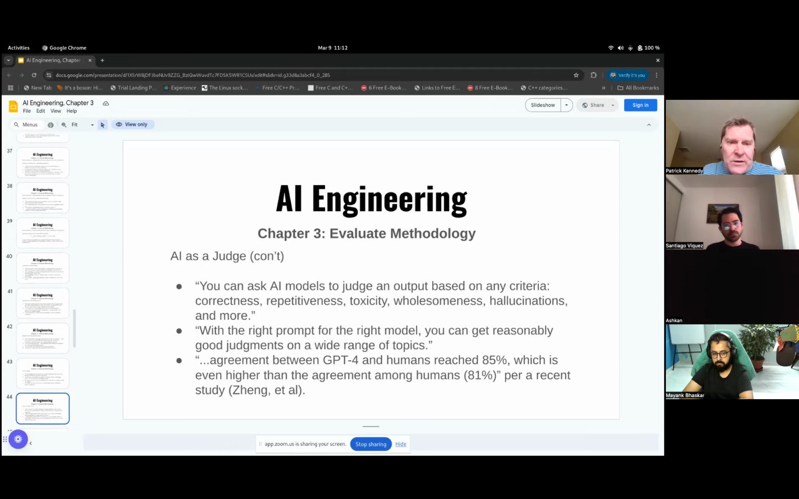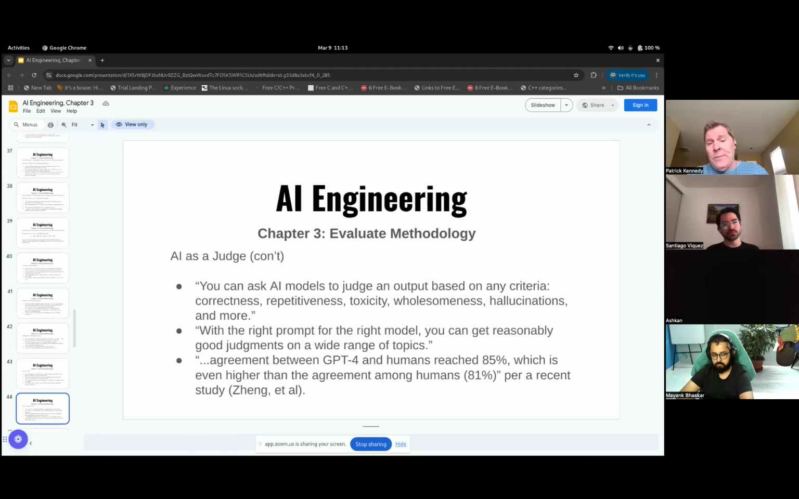So again, AI as a judge. There's a whole bunch, another 20 slides. You can ask AI models to judge an output based on a criteria: correctness, repetitiveness, toxicity, controversy, bad language, wholesomeness, hallucination. Oftentimes, for example, you can use AI to help trap or prevent hallucinations. There are ways to do that, and many ideas will be suggested. With the right prompt for the right model, you can reasonably get good judgments on a wide range of topics.